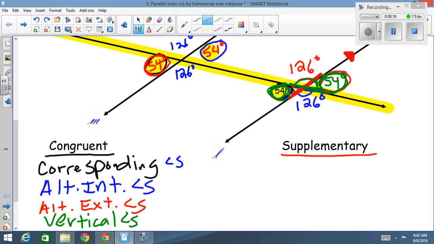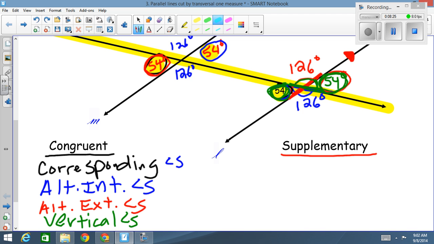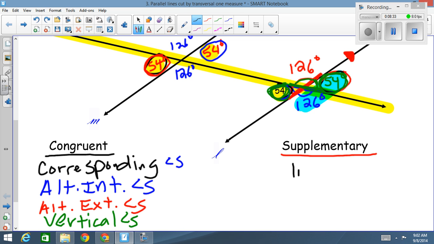Now, which angles are supplementary? Well, let's start with, and I'll switch to the highlighter here. We'll start with something like this. These two angles, those add to 180. What type of angles are those? Well, those are linear pair. Remember, the word line is right in there. Linear pair. That's a set of angles that add to make a straight line.